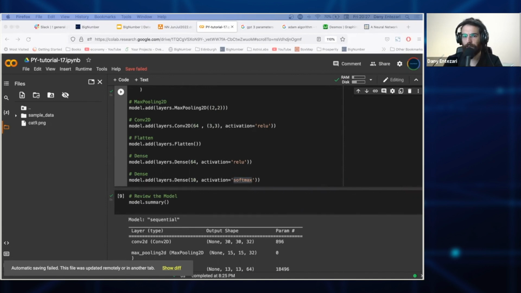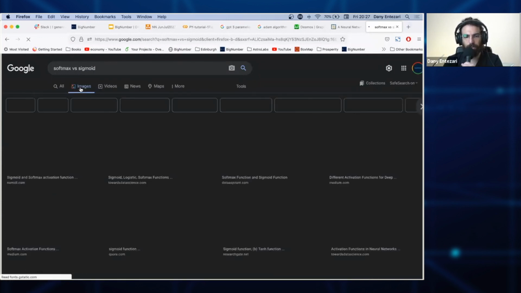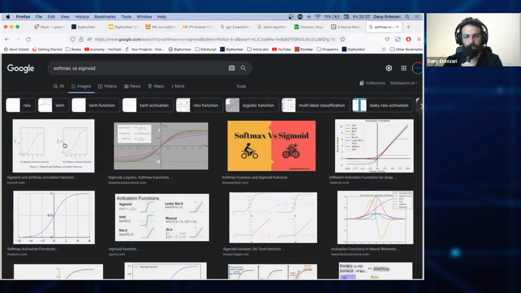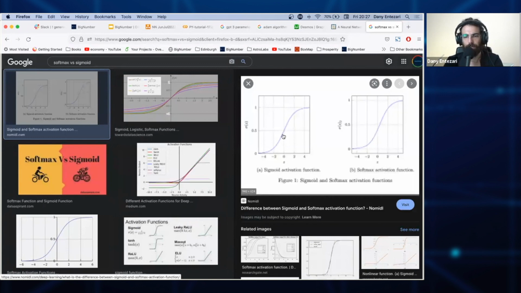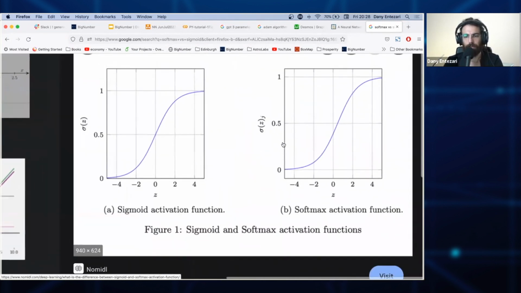Let me show you a picture of the softmax function. They're very similar in that they are used for assigning a class to every feature distribution. In the case of sigmoid, it will be a binary classification. In the case of softmax, it will be multi-class classification.